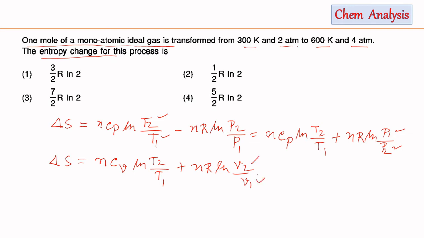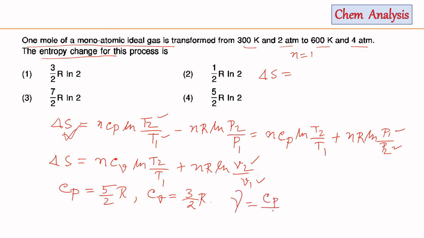Now here we can see the process is performed at constant volume, so we have to use this equation, and if we put the value here n equal to 1, since 1 mole of ideal gas is taken, and the value for Cp for monoatomic ideal gas is 5 by 2 R, and the value for Cv is 3 by 2 R. Since for monoatomic gas gamma, Cp by Cv, is equal to 5 by 3, that is 1.67, and for 1 mole of gas the formula holding is Cp minus Cv equal to R.